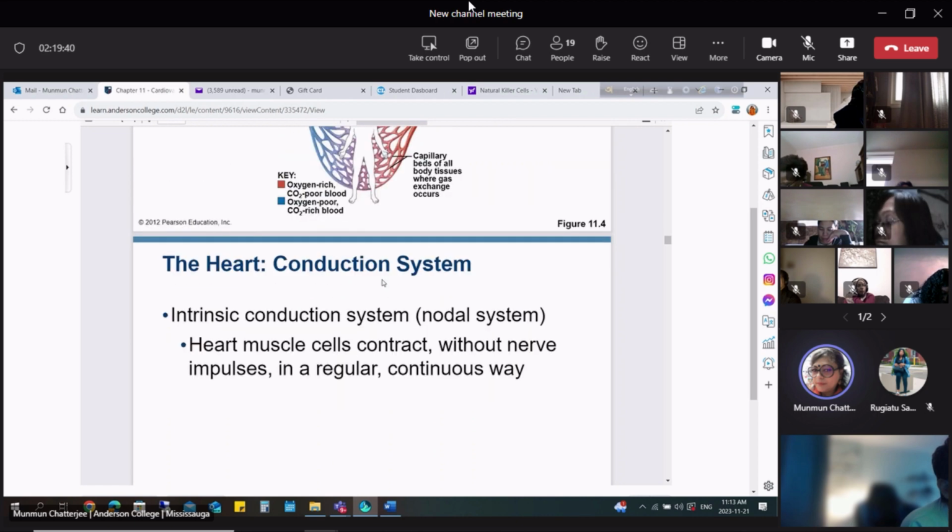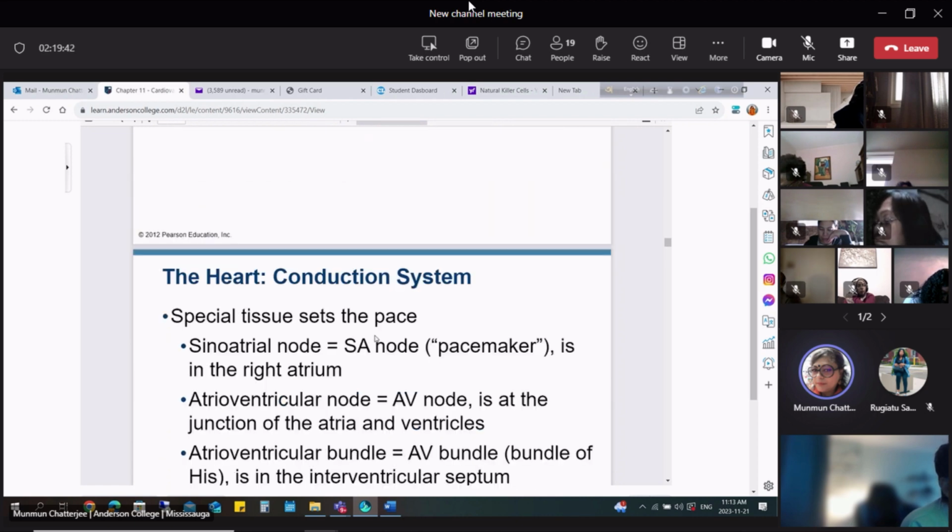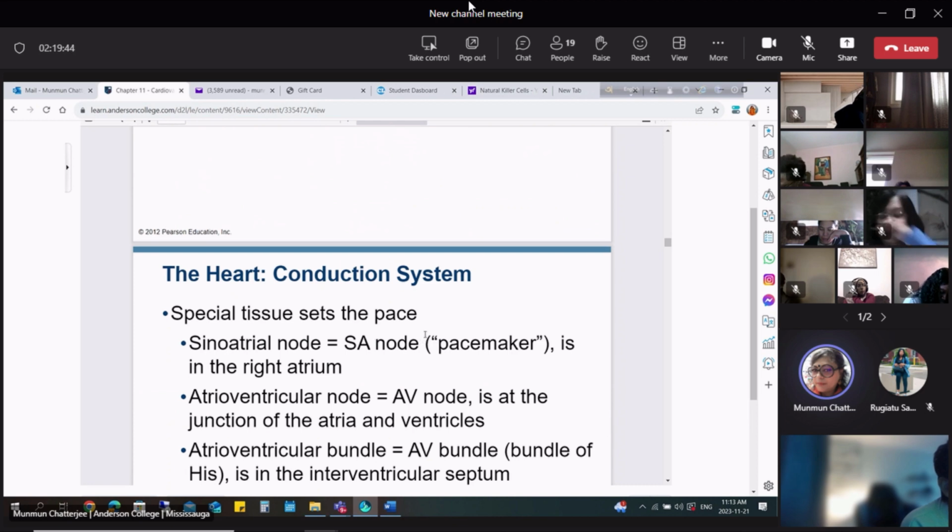This is the nodal system, called the intrinsic pathway. There are special tissues that set the pace, meaning they start the signaling, the electrical charge. The first is called the SA node. Another name is the pacemaker. It sits at the top of the right atrium. This one sets out the signal, so it's called the pacemaker of the heart.